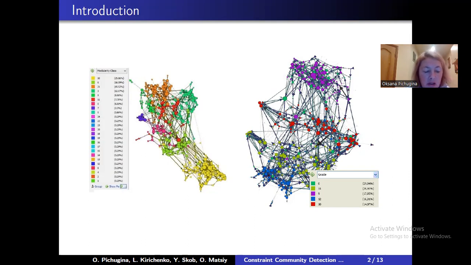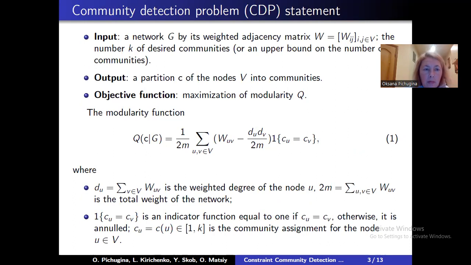Constraint community detection, as a generalization of standard community detection, finds application in fields like cybersecurity, where the incorporation of specific constraints enhances the identification of hidden communities or anomalies within networks. We consider and investigate the constraint community detection, CCD, problem, but I start with the standard problem and its generalization.